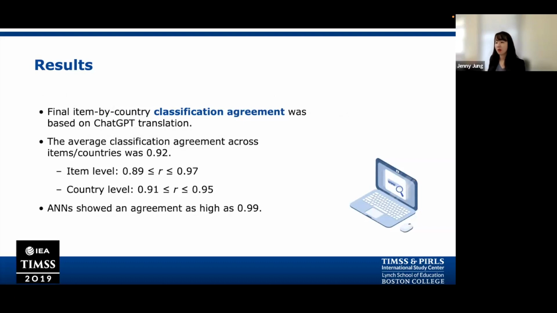And the final item by country classification agreement was based on the ChatGPT translation text because its performance was slightly better than Google Translate text. On average, the classification agreement across items and countries was 0.92, and at the item level, the average agreement ranges between 0.89 to 0.97. At the country level, the classification agreement ranges between 0.91 to 0.95, and we were able to achieve the agreement as high as 0.99.